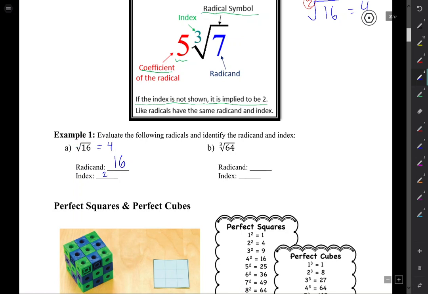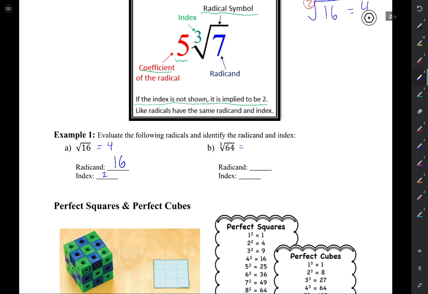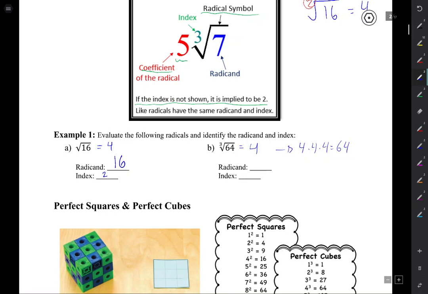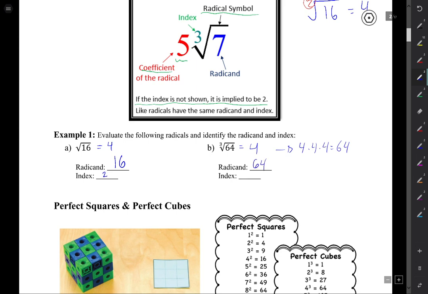On the next question, B, we have the third root of 64. So we need to think what number times itself 3 times is equal to 64. In this case, it would be 4, because 4 times 4 times 4 is equal to 64. Therefore, 4 is the third root of 64. Then we have the radicand here, the bigger number, that is 64. And the index is 3 this time.